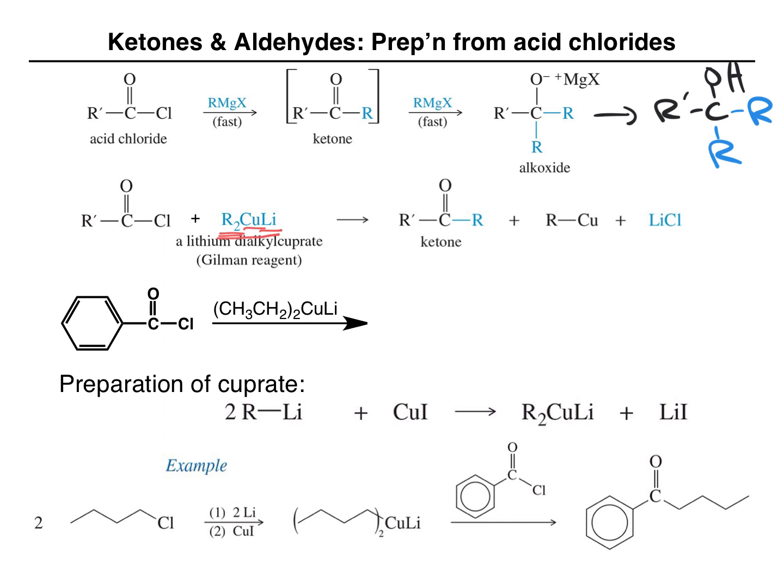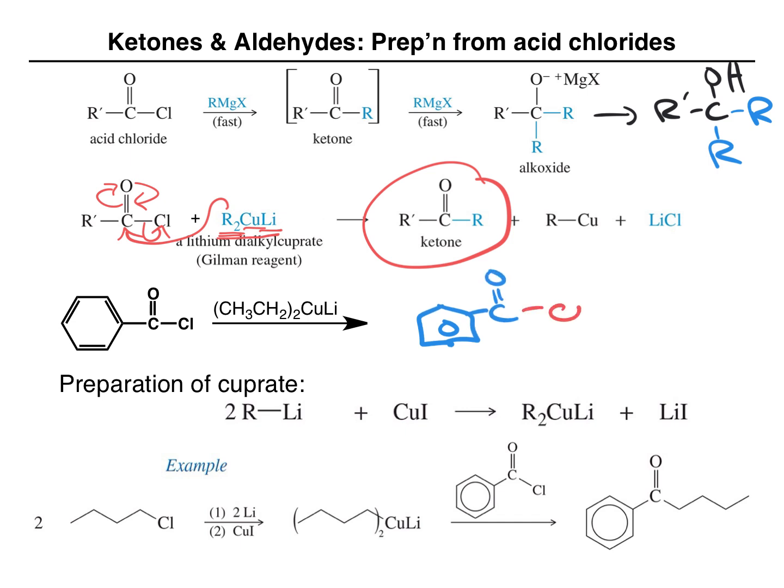So we can imagine that this is going to add, kick these electrons up, they're going to come back down, kick out the chlorine, and we end up with the ketone, and it stops there. So for example, if we have benzoyl chloride and we treat this with lithium diethyl cuprate, this will give us ethyl phenyl ketone. So this piece came from the acid chloride, and this piece came from the cuprate.